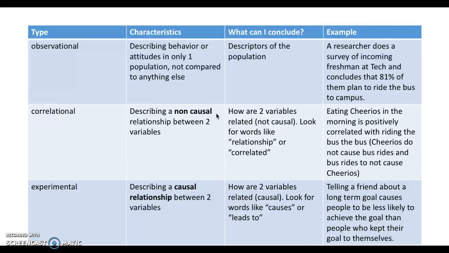And my example here is actually from a real research study. Telling a friend about a long-term goal causes people to be less likely to achieve the goal than people who kept their goal to themselves. So if you want to think about this in terms of your own life, maybe it's better to not share your New Year's resolution with your friends, but who knows? So that's what that finding is suggesting. And again, my key word here is causes.